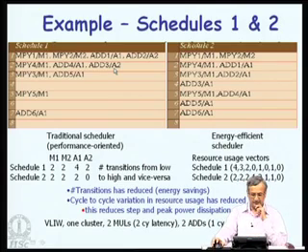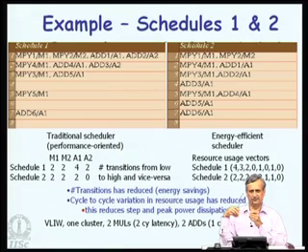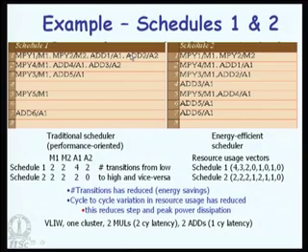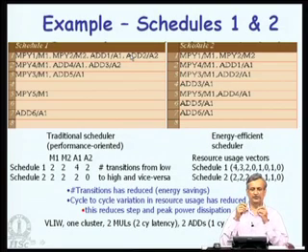So, that means the number of transitions is very high in this particular schedule. So, it is not very energy efficient. You should also observe that there are too many function units being used in cycle 1. That means the peak power consumption is going to be high in cycle 1.